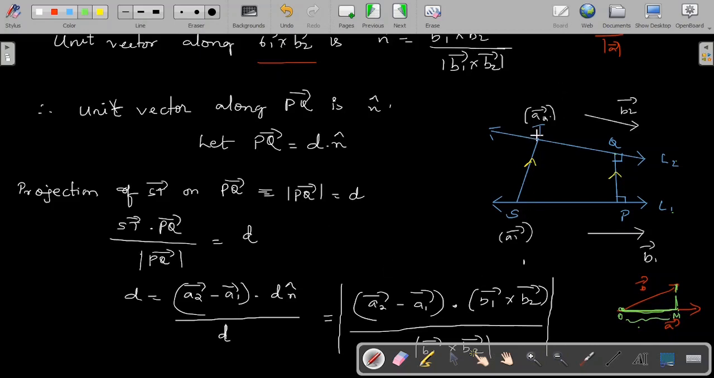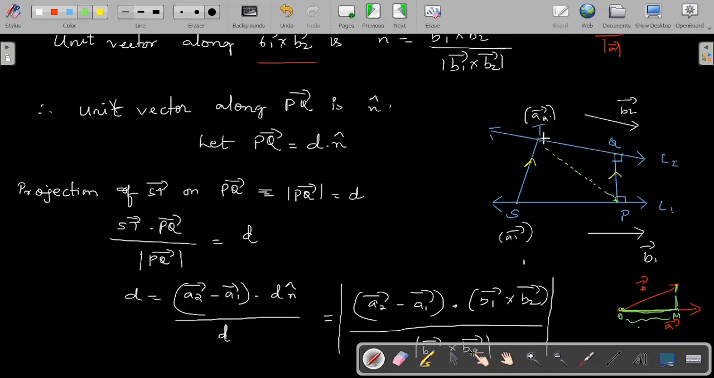Now I am going to project ST vector onto PQ vector. So you bring that ST vector here. Make their initial points common. Join the initial point of ST vector with the initial point of PQ vector. S and P will coincide. Now you will get ST vector here. You have to drop one perpendicular from point T to the point Q.